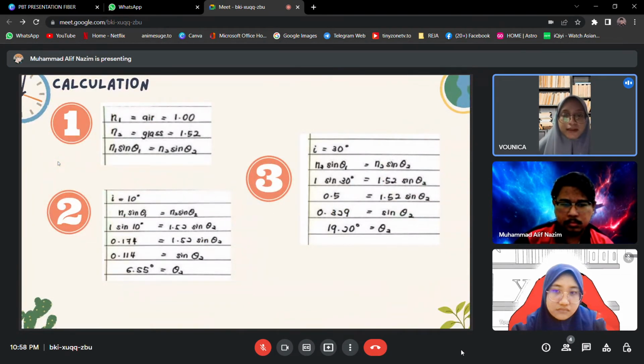So we provide the calculation here. We use the formula N1 sin theta 1 equals N2 sin theta 2. N1 is air, which is the index of incidence, 1.00, and N2 is glass, which is the index of refraction, 1.52. So we just put the values into the formula and got the answer.